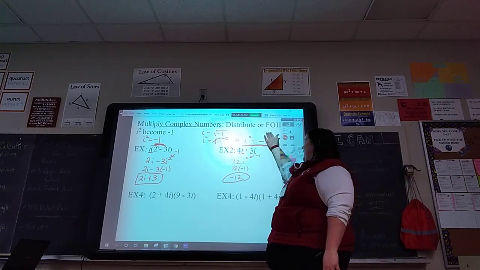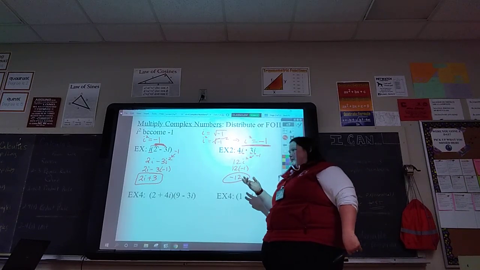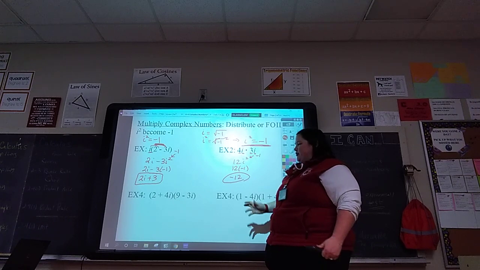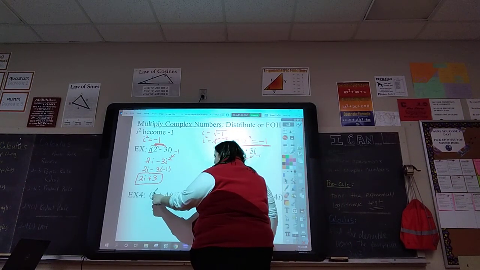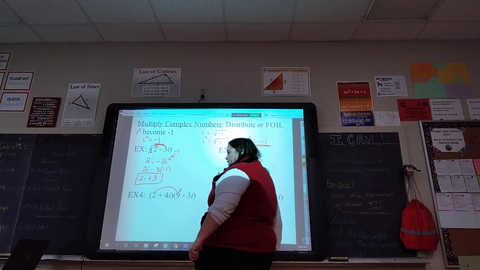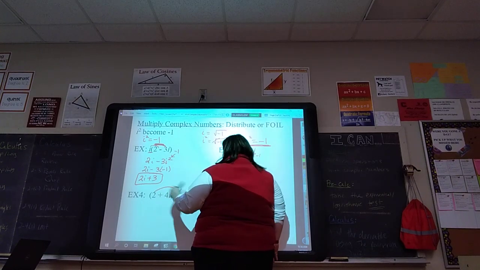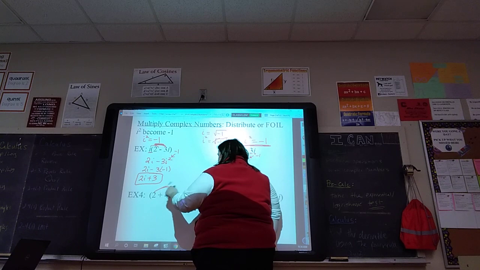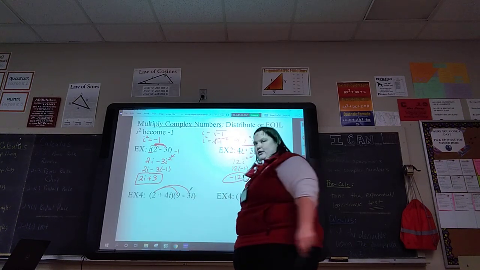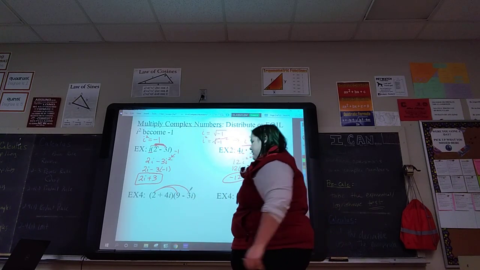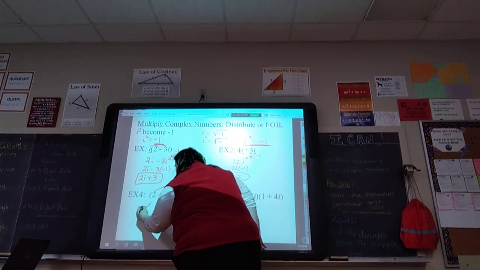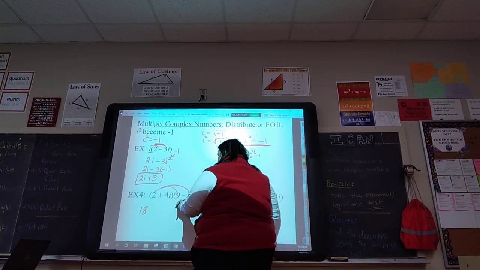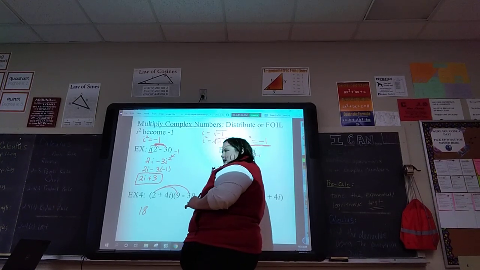Okay, and that's why the acronym FOIL was created, because it helps keep track of making sure that you multiply everything together. Because you have to multiply the first two numbers together, 2 times 9, and you have to multiply the outside two things together, the 2 and the -3i. So we're going to multiply those two things together. So let's go ahead and start doing that. So it's 2 times 9, 18. Then you have to take 2 times -3i. If I take 2 times -3i, what's that going to be?